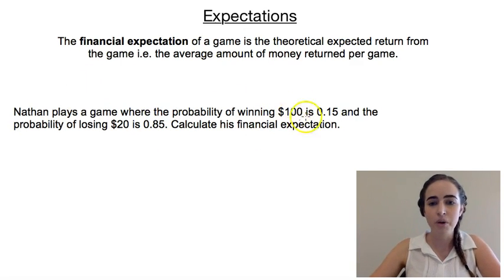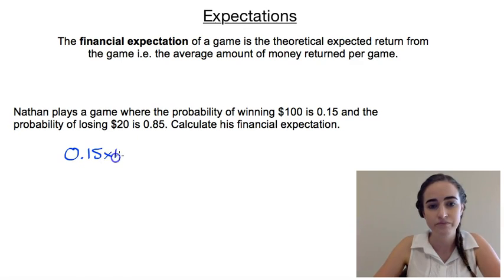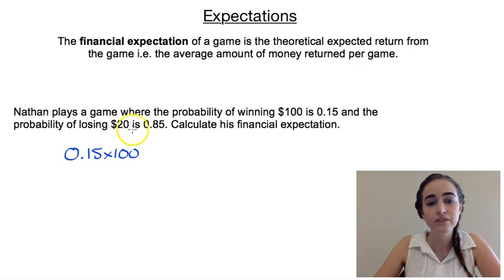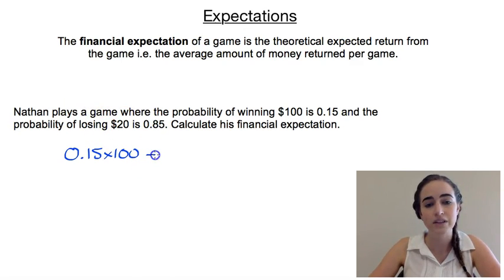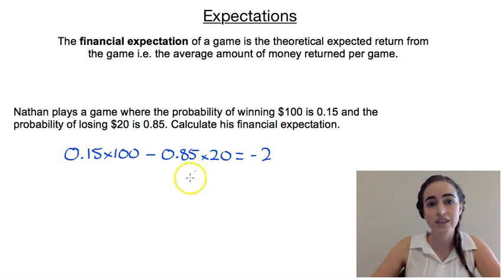The probability of winning $100 is 0.15, so we go the probability of that times the outcome. The probability of losing $20 is 0.85. Because we're losing money, we subtract instead, so 0.85 times 20. That comes out to give us -2. So his financial expectation is a loss of $2.